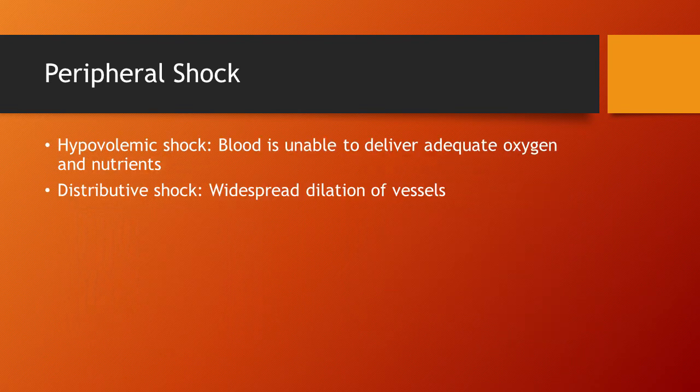Peripheral shock includes hypovolemic shock and distributive shock. In hypovolemic shock, circulating blood volume is insufficient to deliver adequate oxygen and nutrients to the body. And there are two types, exogenous and endogenous, meaning it just depends on where the fluid loss occurs.